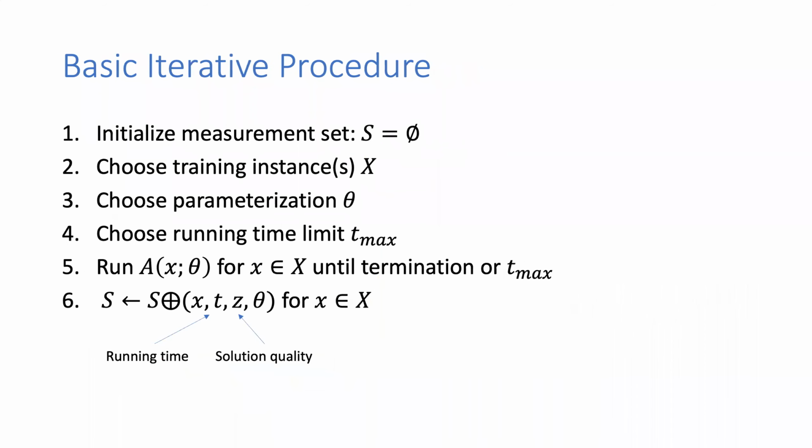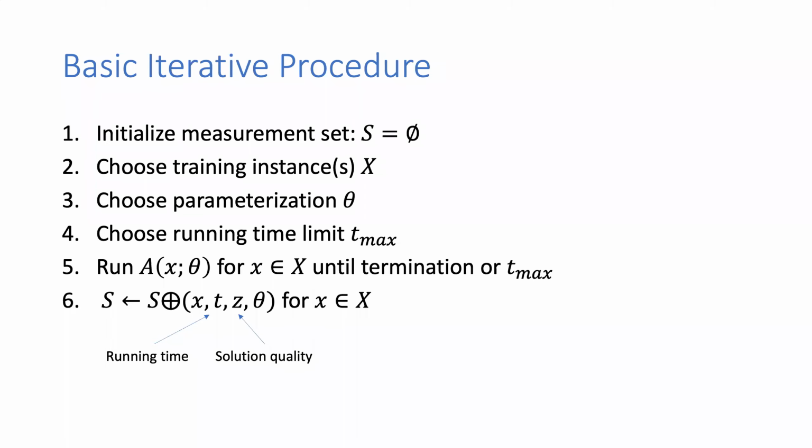So here's the basic iterative procedure. We have a measurement set. I'll just call it capital S. Different papers call it different things. Initially, the measurement set is empty. The algorithm chooses a training instance, one of the problem instances in my training set. So let's say I have 1,000 instances of traveling salesperson problems. We choose a set of training instances. Capital X is a subset of the training set. Could be just one problem instance. Could be the entire training set.